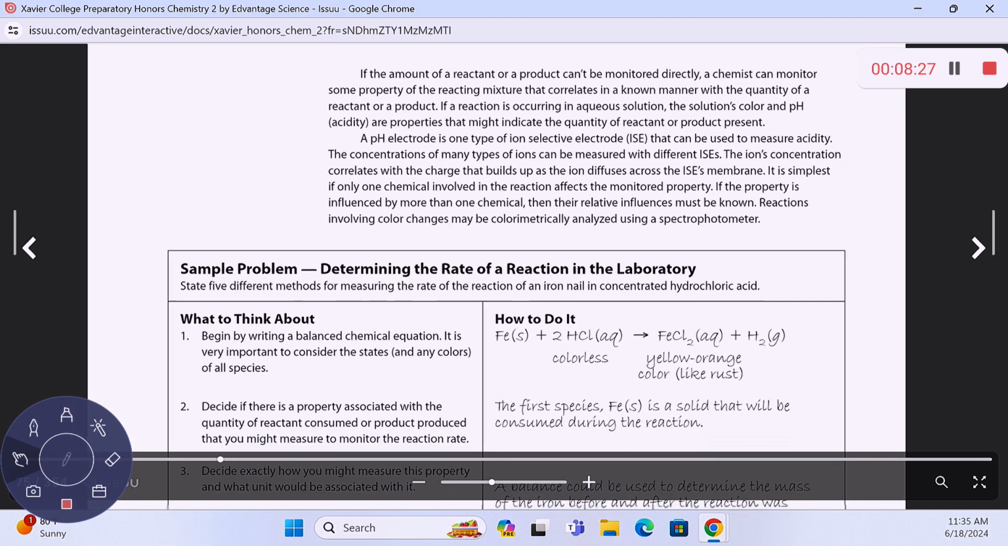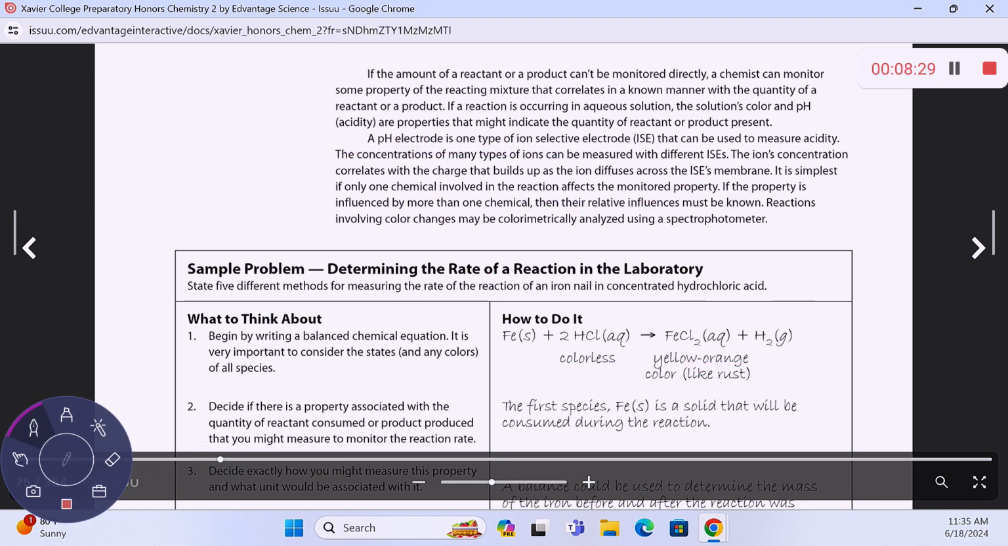If you've got something in solution and that solution has got a distinct color, like maybe you are producing some ions in solution, like transition metal ions, you could measure the change in color over time. We actually have a device that we could do that with, like a colorimeter maybe. You can also measure the pH change over time. And let's see what else.